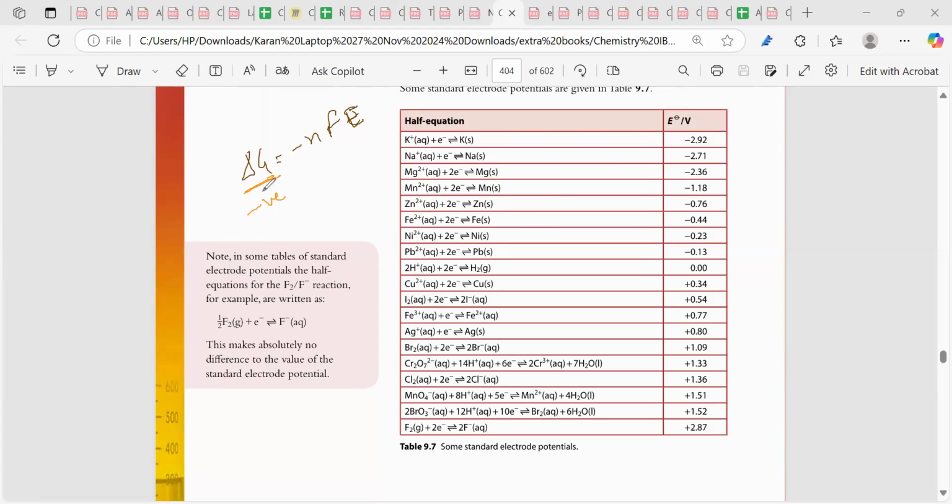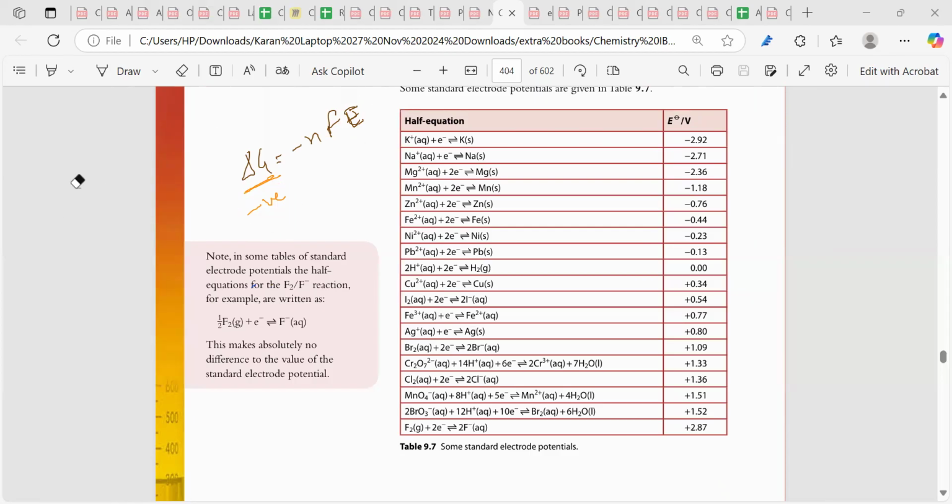Now, if Gibbs free energy should be negative, what should be the sign of E to make the reaction spontaneous? Positive. E should be positive. The more positive E is, the more negative delta G will be, and the more spontaneous the reaction.